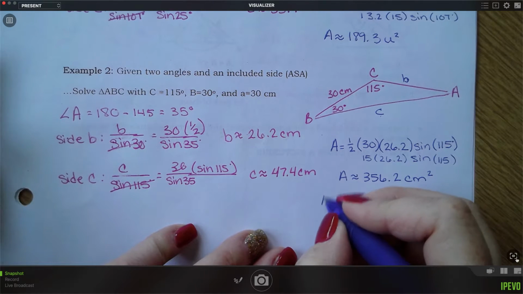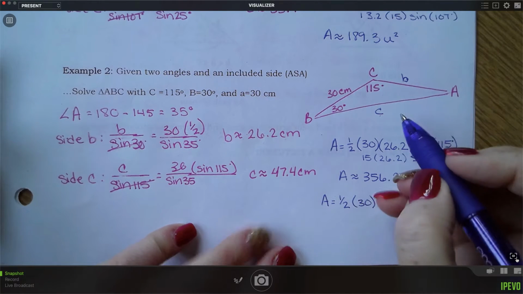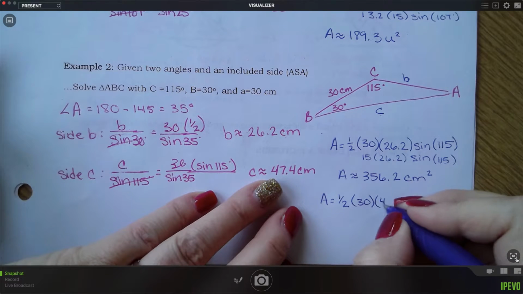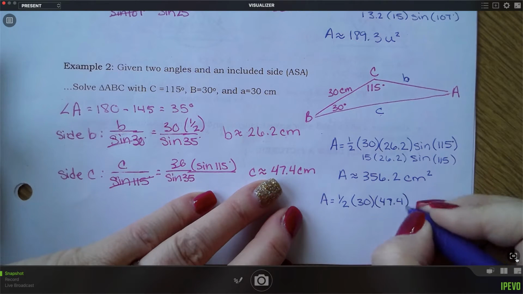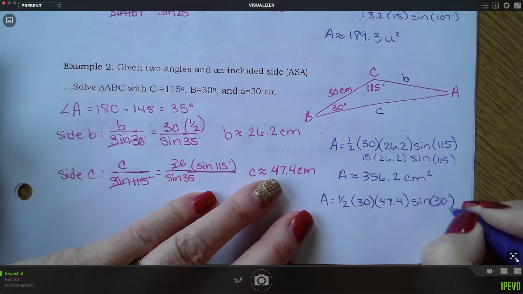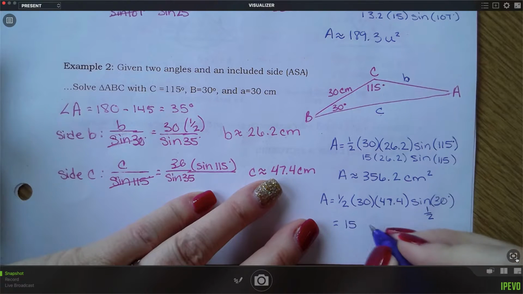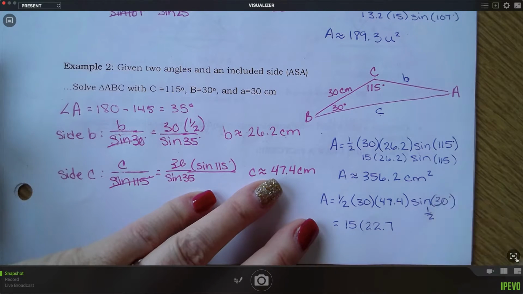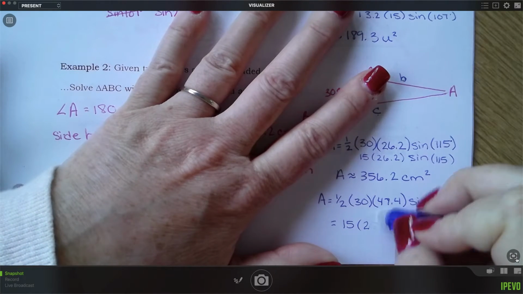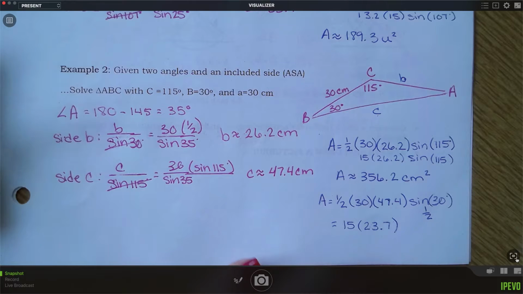Yeah? Okay, so I get 1/2, 30 again, right? But C was what? 4. And then sine of 30. Well, sine of 30 is 1/2, yes? So 1/2 of 30 is 15. And 1/2 of 47.4 is what? 227? How about 37? Because 7 divided by 2 is 3. So I get 15 times 43.7.